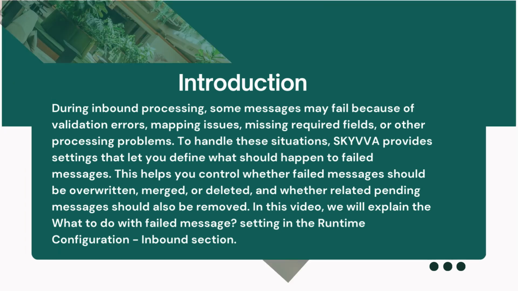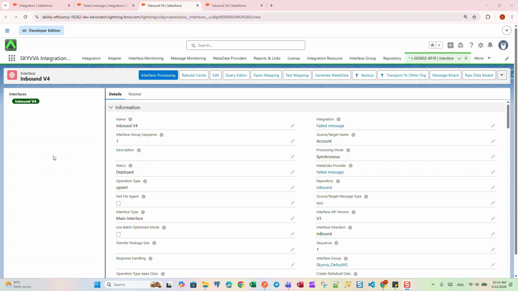Here, we are on the interface detail screen. This is an inbound interface. We use Postman as an example to call SKYVVA Integrate and seamlessly push data to Salesforce. If you would like to learn how to send data to Salesforce by calling the SKYVVA Integrate API, be sure to check out another video on our SKYVVA YouTube channel. Here we have an existing inbound interface that we use in this video.